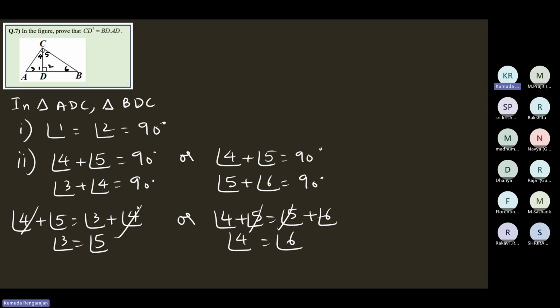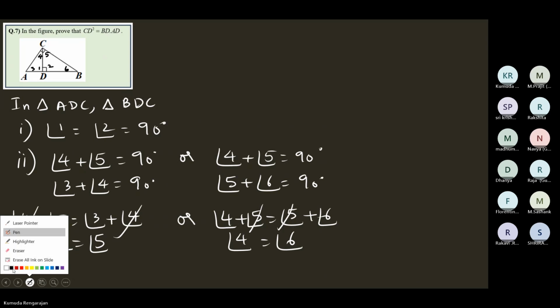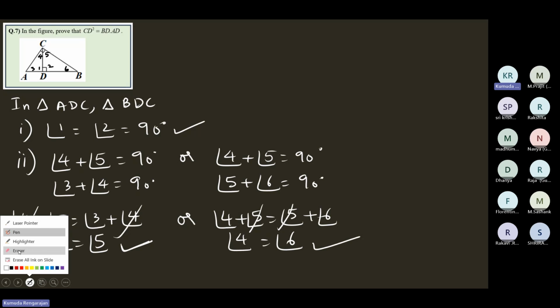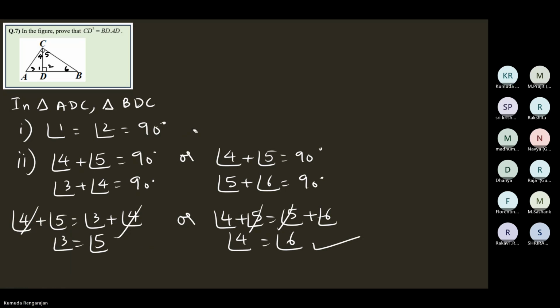So now in the two triangles, angle 1 is equal to angle 2. Angle 3 is equal to angle 5. 3 of one triangle is equal to 5 of the other triangle. 4 of one triangle is equal to 6 of the other triangle. So by AAA similarity criterion, the two triangles are similar to each other.